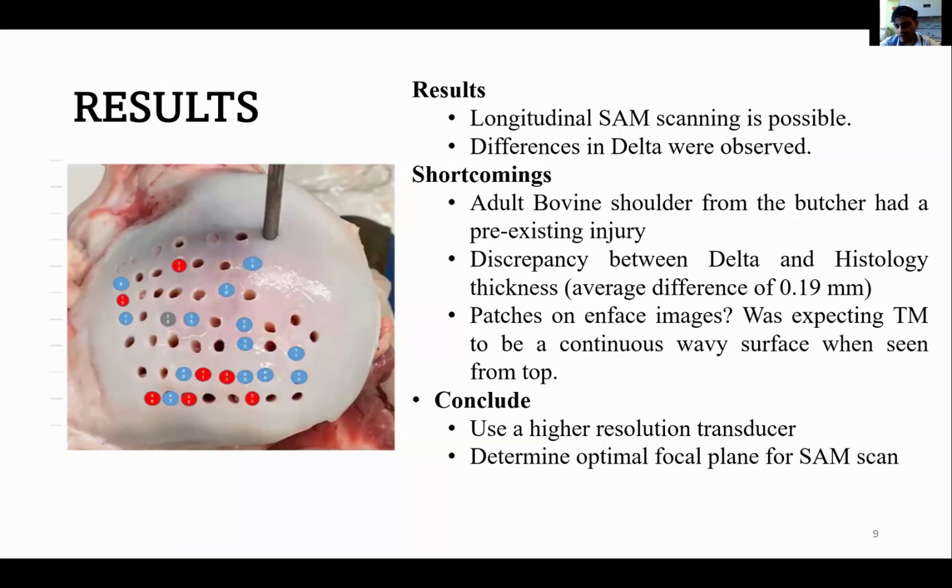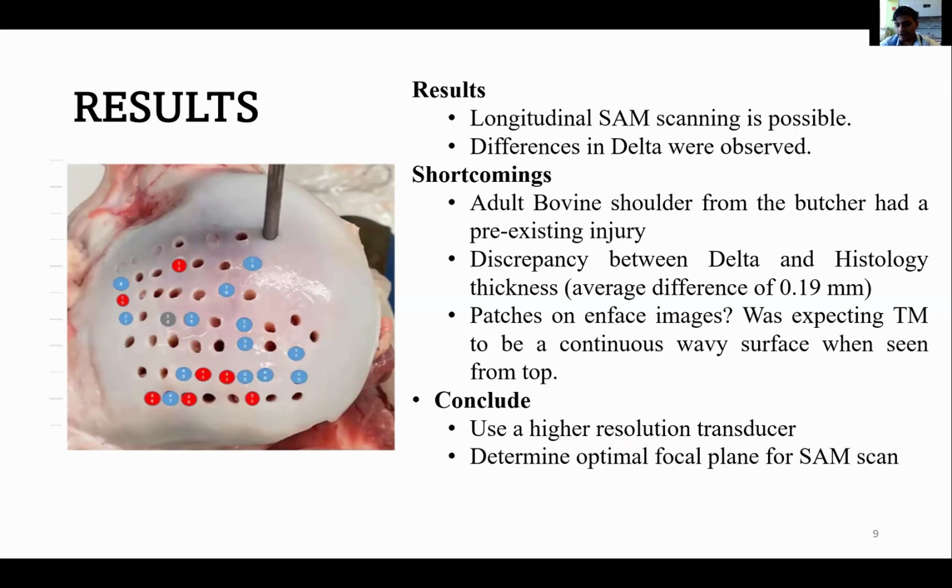We had an already injured bovine shoulder, and there was some discrepancy between the thickness we calculated using our MATLAB code, or delta, and the actual histology thickness. There was a difference of 0.2 millimeters. And there were also some patches on NFAS images, and we were expecting to see that, because when you think of a tide mark, you think of a continuous surface layer when you see it from the top.